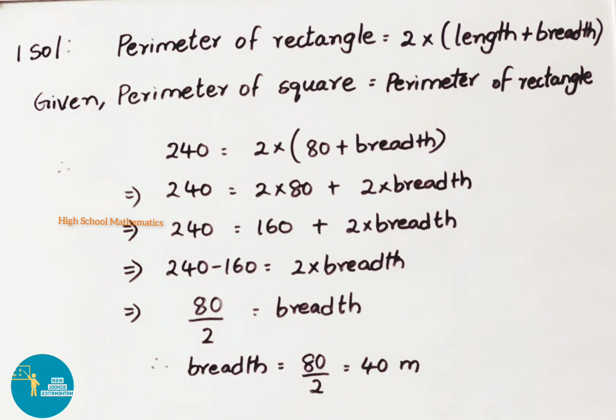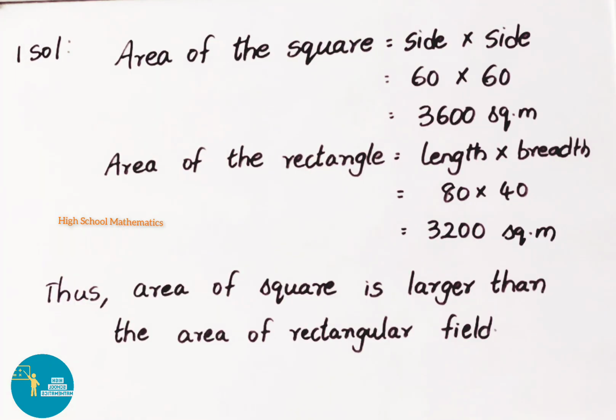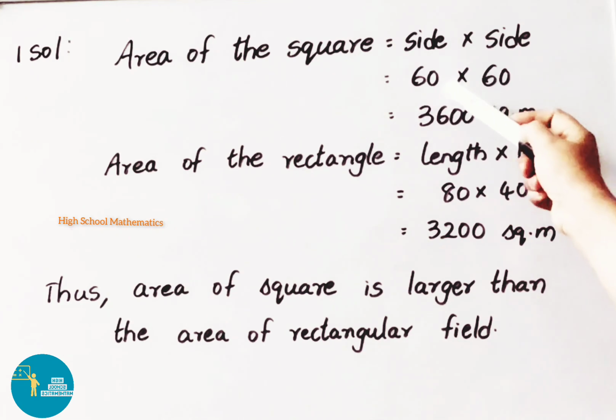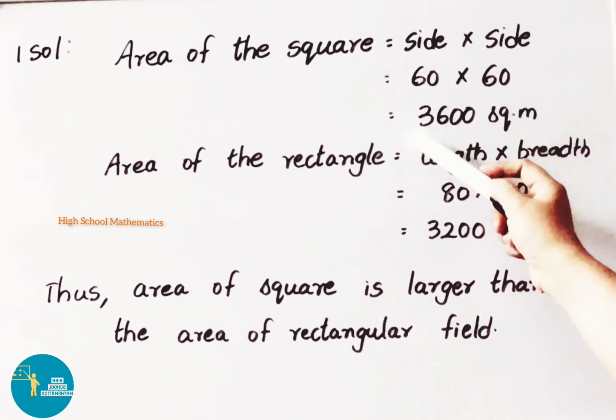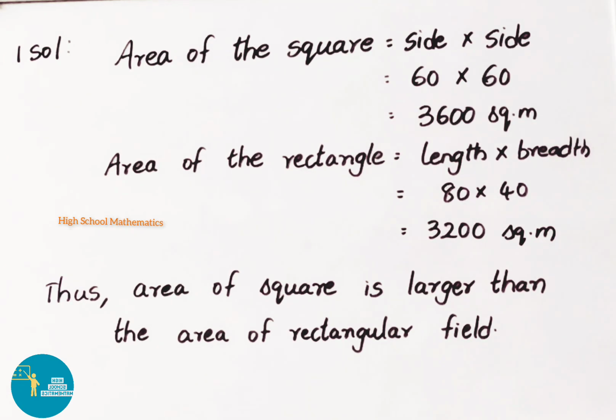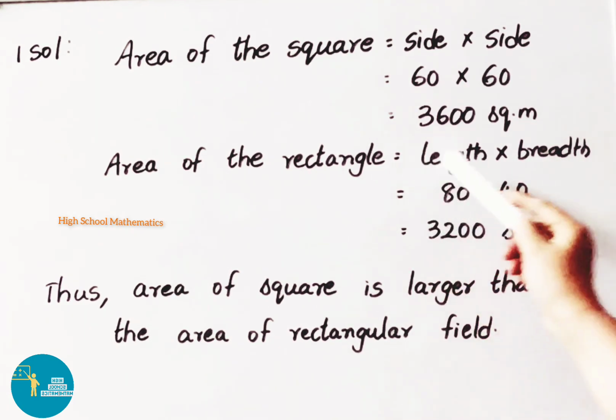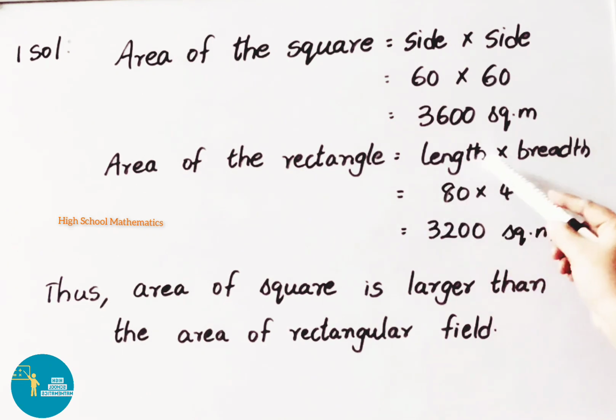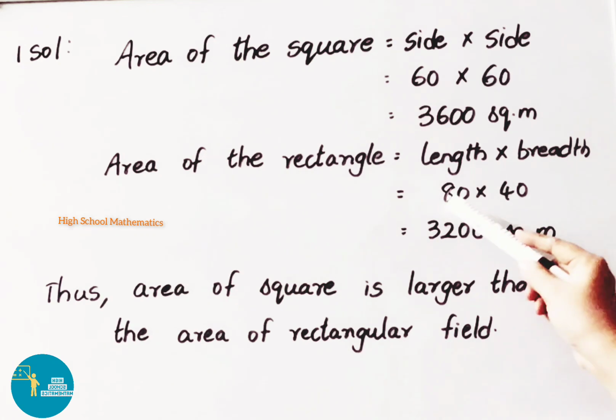Now we know the length and breadth of the rectangle and also the side of the square. Using these values we shall find the area of the square and the area of the rectangle and find which field has the larger area. See now, area of the square is side into side. We know the side of the square is 60 meters. So 60 into 60 is 3600 square meters. Now we shall find the area of the rectangle, that is length into breadth. That equals the length they have given as 80 meters into the breadth we found as 40 meters. So 80 into 40 is 3200 square meters.